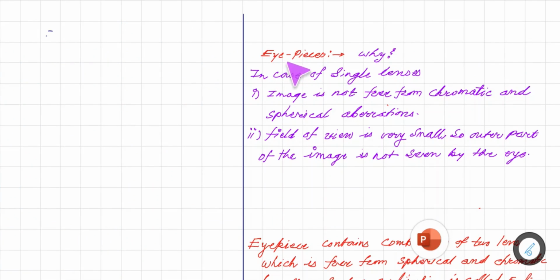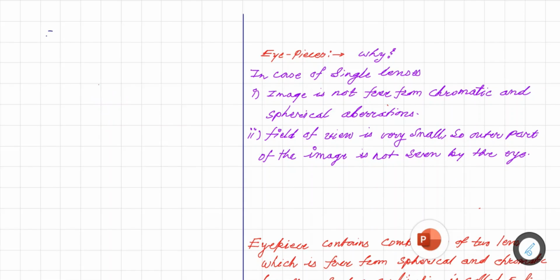So we are talking about the eyepiece, that is why it is necessary and important to use an eyepiece. See, in the case of a single lens, as we saw a single lens as a magnifier, the image is not free from chromatic and spherical aberrations, that is, defects are there. And the second important thing, the field of vision or field of view is very small, so the outer part of the image is not seen by the eye.